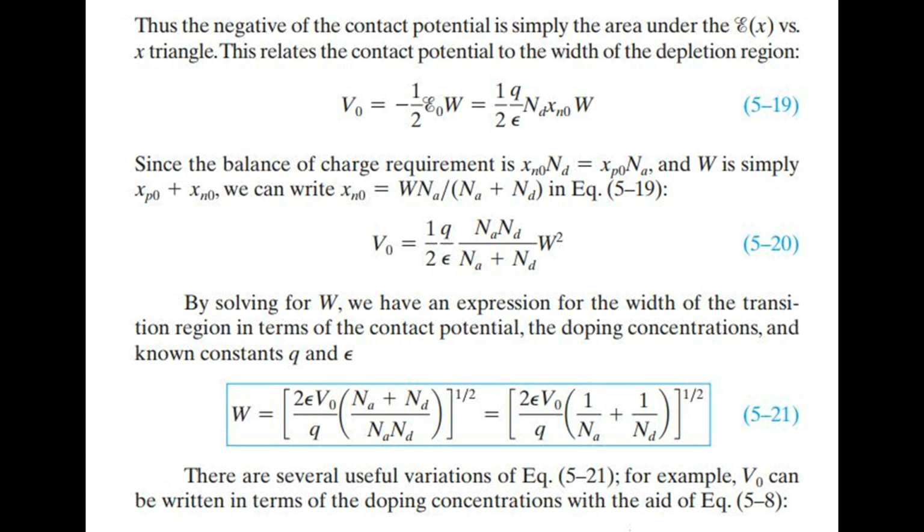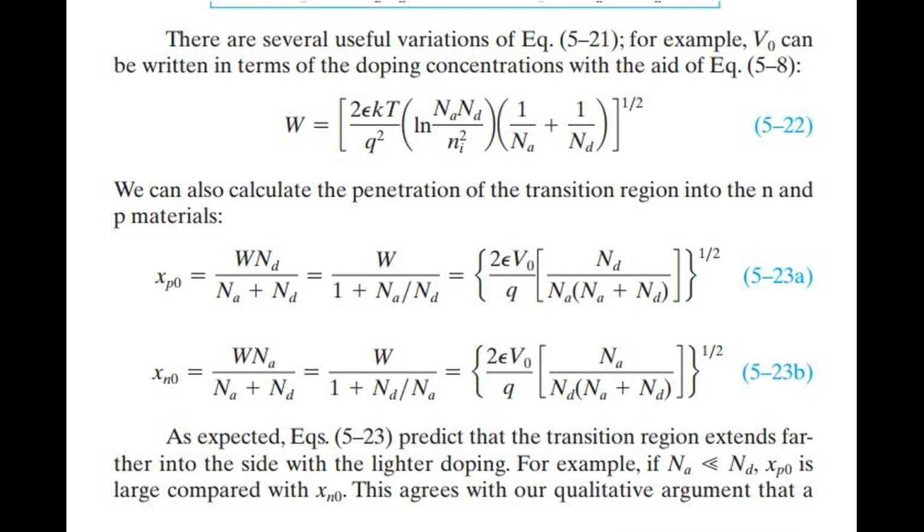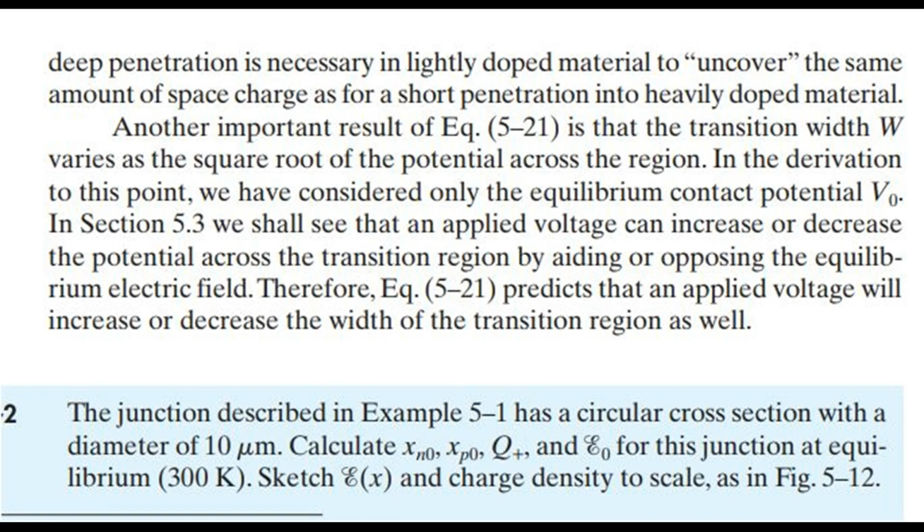We can also calculate the penetration of the transition region into the N and P materials. As expected, Eqs. 5.23 predict that the transition region extends farther into the side with the lighter doping. For example, if acceptors are much fewer than donors, xp0 is large compared with xn0. This agrees with our qualitative argument that a deep penetration is necessary in lightly doped material to uncover the same amount of space charge as for a short penetration into heavily doped material.